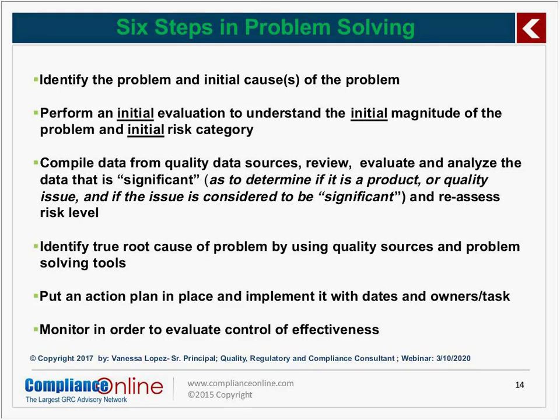Okay, you then compile data, including data trending from quality data sources, which I gave you back in 2 slides. I believe it was slide 9 or slide 9 and slide 10. So the CAPA data, including data trending from quality data sources, you review, you evaluate, and you analyze the data that is significant as to determine if it is a product or a quality issue, and if the issue is considered to be significant.